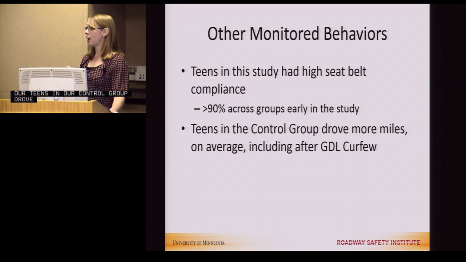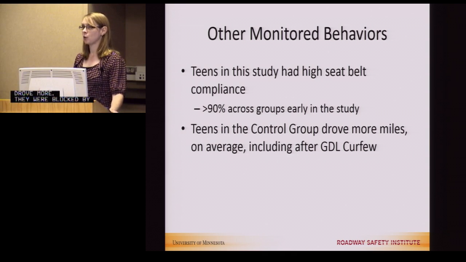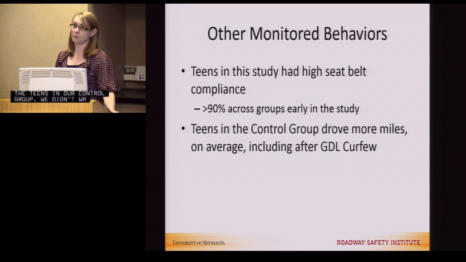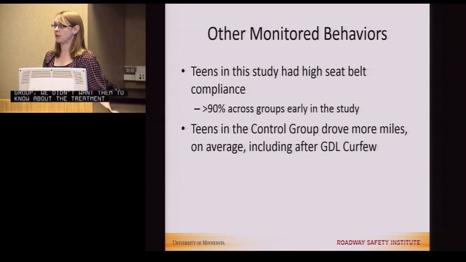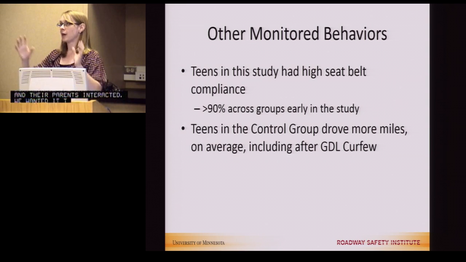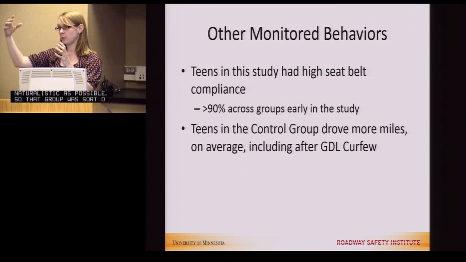They were blocked by geography. The teens in our control group, we didn't want them to know about the treatment groups. It's called blinding them. So we didn't want them to know that someone out there was getting feedback, because we didn't want that to contaminate the way that they and their parents interacted. We wanted it to be as naturalistic as possible. So that group was sort of like north of the Twin Cities, most of them.